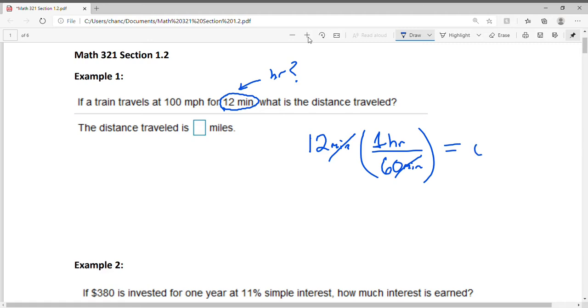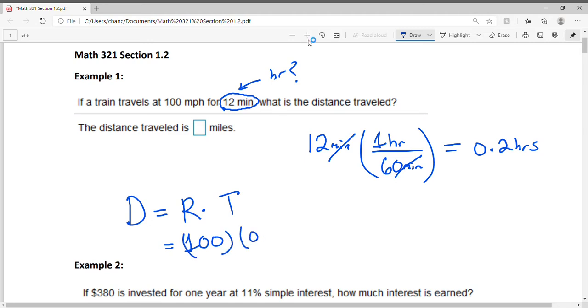This is equivalent to 0.2 hours. So I know 12 minutes is 0.2 hours. And to find the distance traveled, it's equal to the rate times the time. We know the rate is 100 miles per hour, and we know the time is 0.2. So we can multiply 100 times 0.2, and this gives me 20 miles. So we know that this train is going to travel 20 miles in 12 minutes.